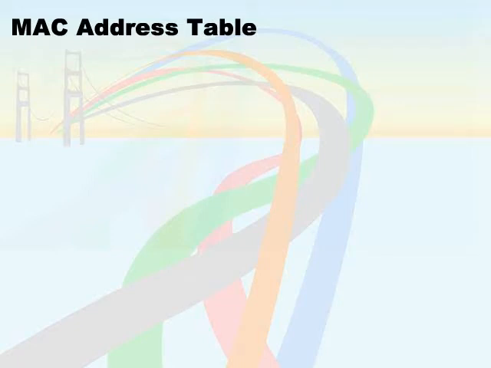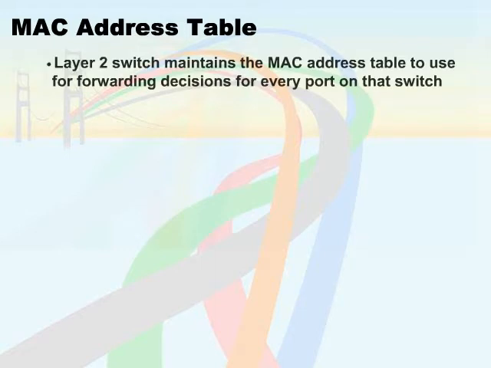One of the main functions of the switch is to use the MAC address table. As a system plugs into the switch, by default, the switch is designed to know the MAC address on that port. The Layer 2 switch will maintain the MAC address table to use for forwarding decisions to each and every port that exists on that switch. So, effectively, as systems plug in and these addresses are determined, the switch is going to gain more information.